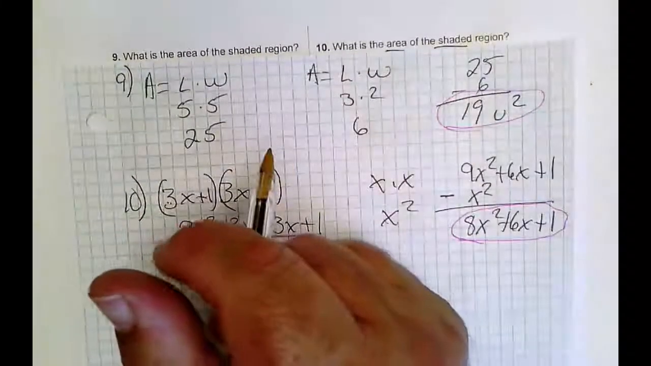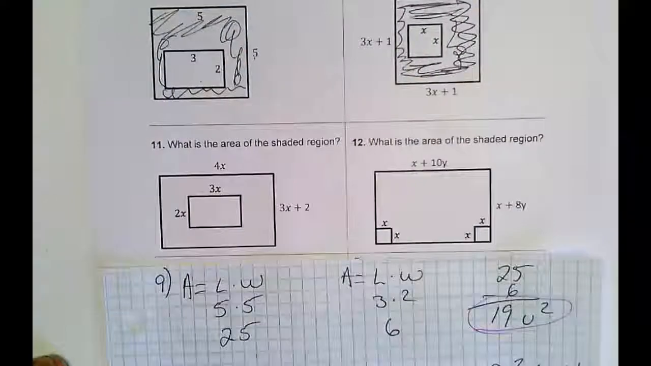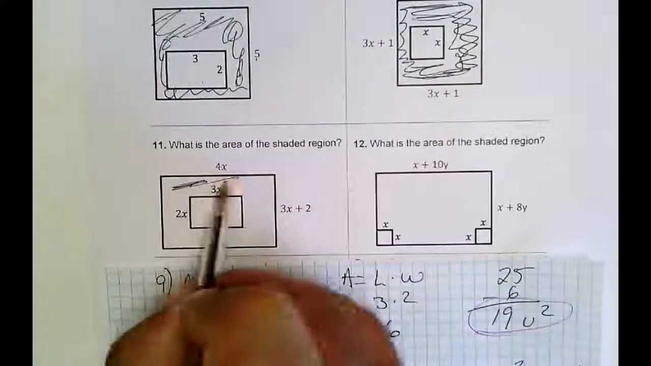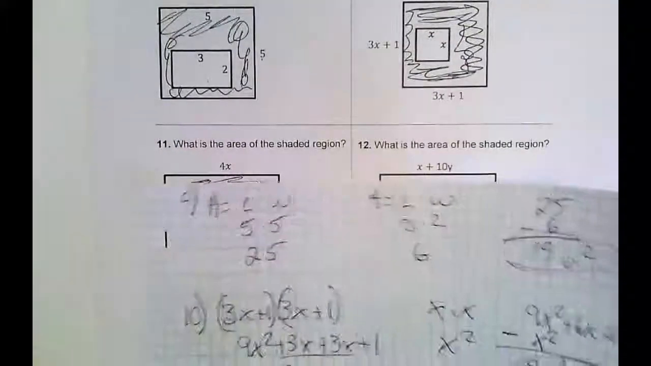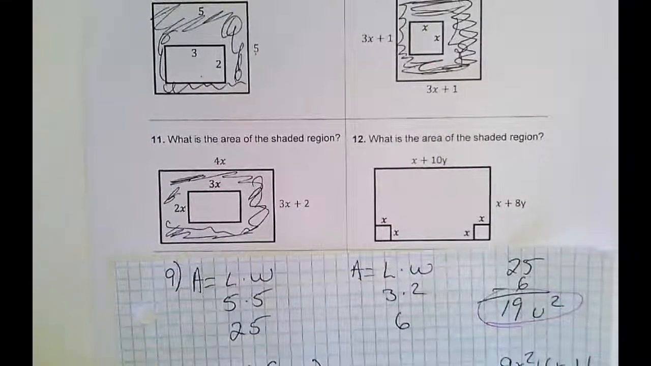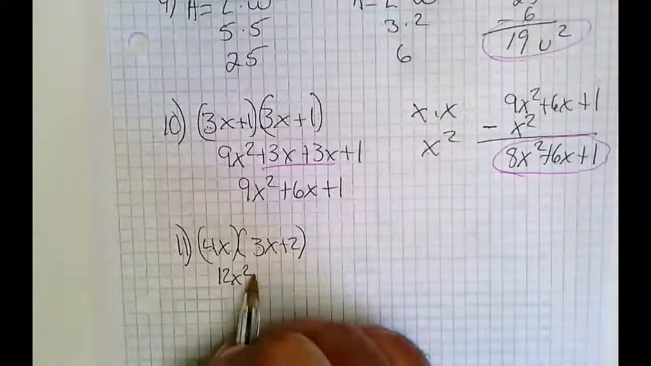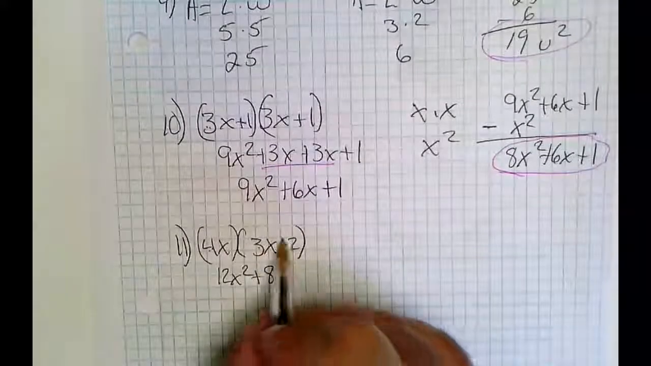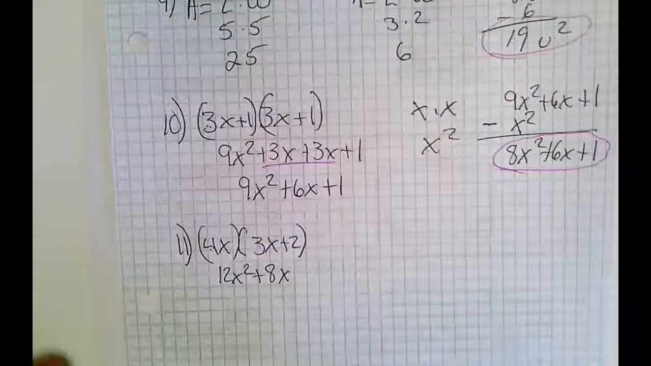So, I will do one more for you. I will do 11. Okay? 11. Find the area of the shaded region. So that would be this part here that I'm sort of coloring to help you out because I know my copy is light. Okay? So again, shaded region. Find the area of the big box, 4x times 3x plus 2. Okay, 4x times 3x is 12x squared. 4x times 2 is 8x. And then I'm done. Okay, now I got to find the area of the little box.